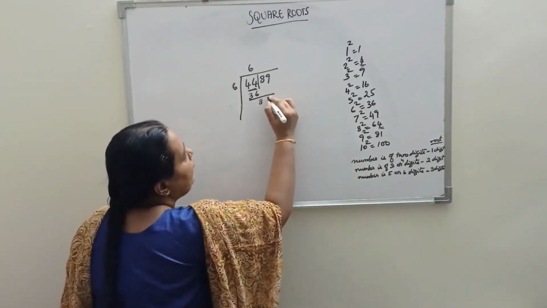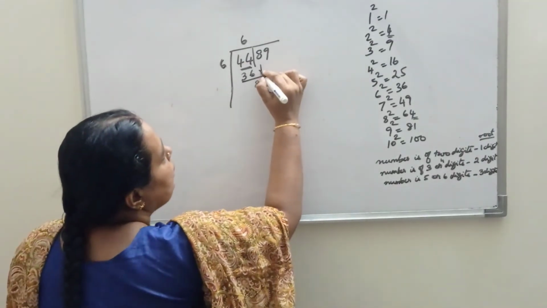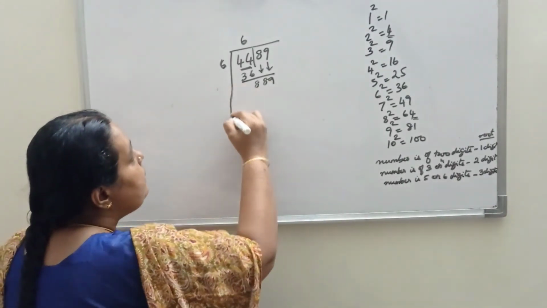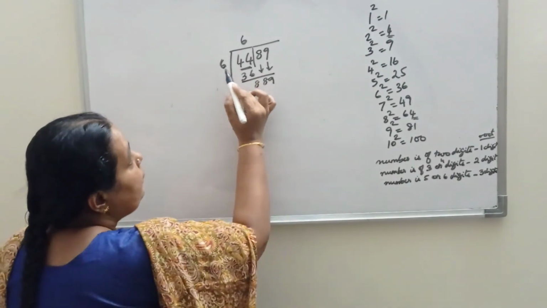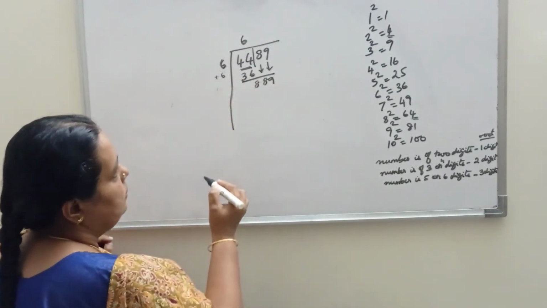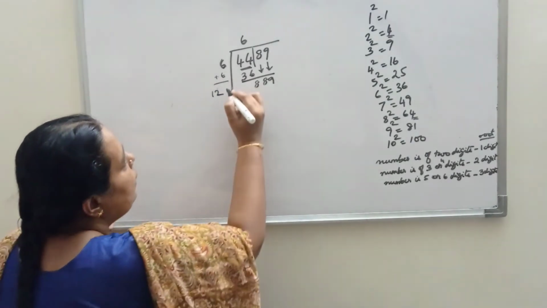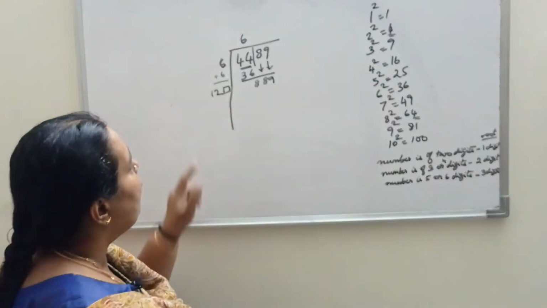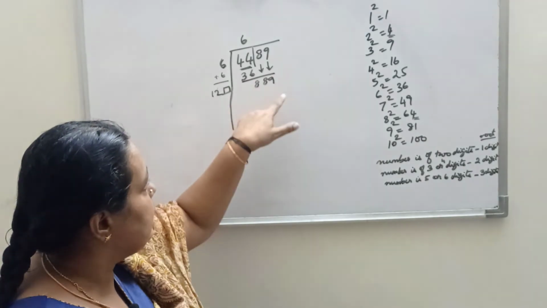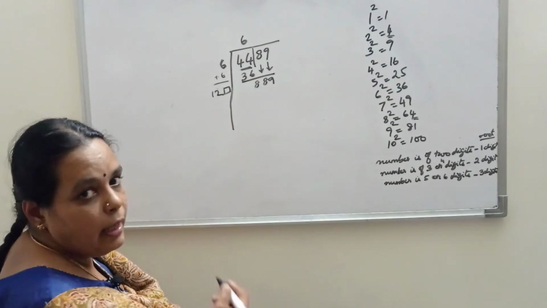Now we get 8, and after writing 8, we have to bring down the other 2 digits, so we get 889. The next step is an important step. After we get 6 here, we have to add one more 6. So 6 plus 6 is 12, and a box. This box is the number which will be deciding the value.